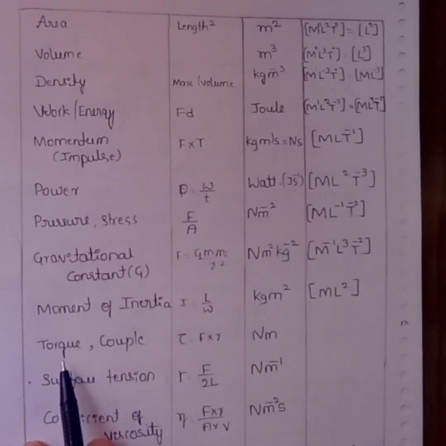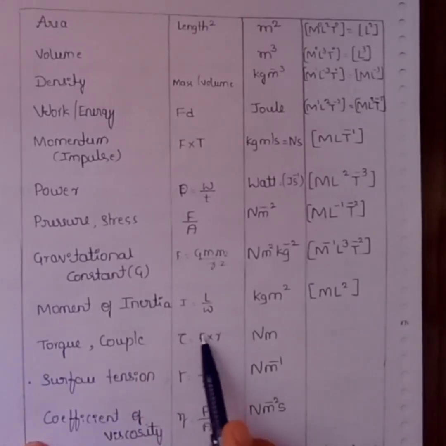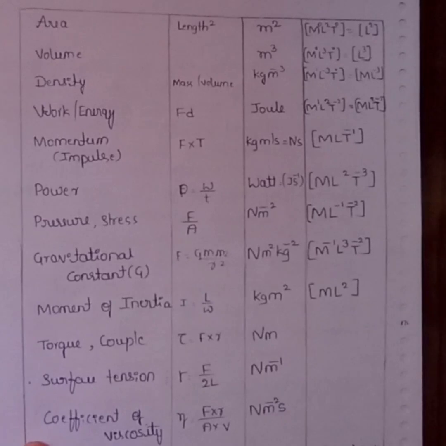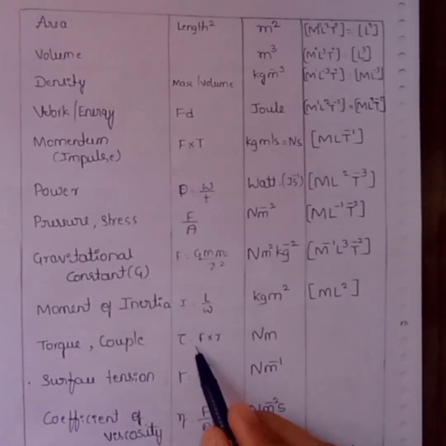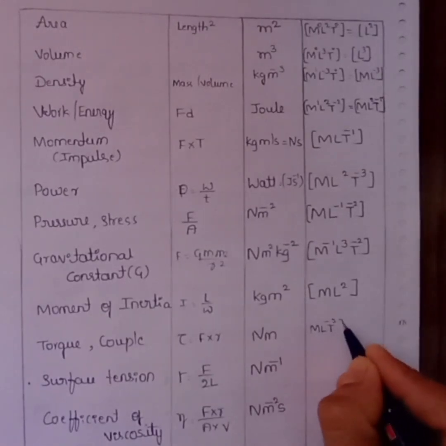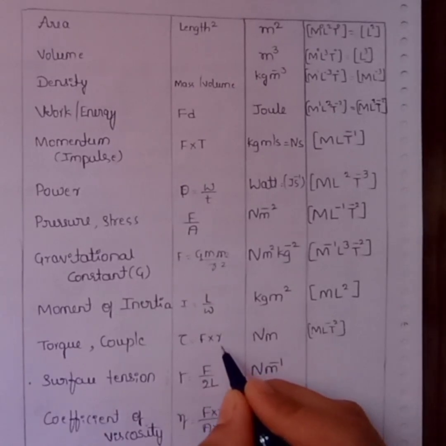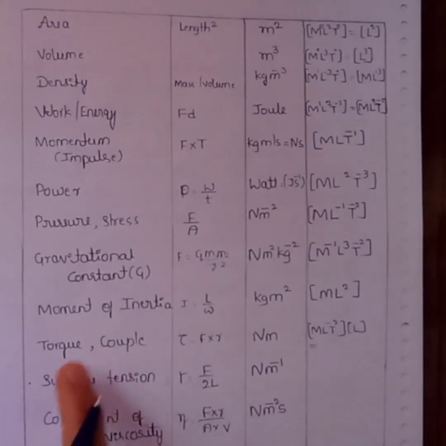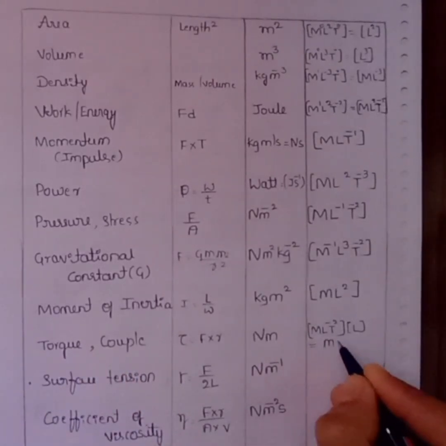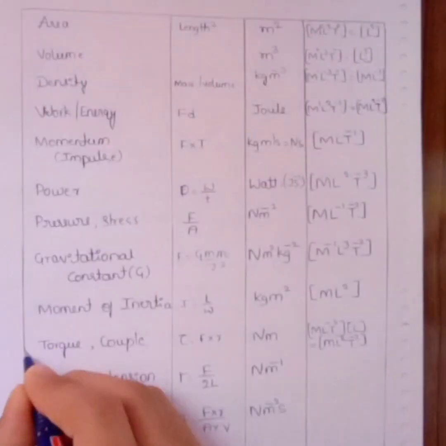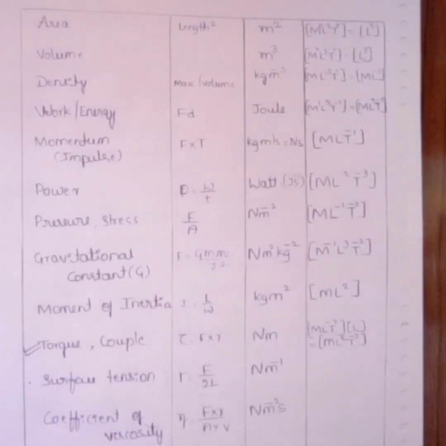We can see here, torque is equal to force into position vector r. In terms of units, that one is Newton meter. Force is M L T^-2, and for position vector, that one is displacement, for that one it is L. Finally, we can get the dimensional equation for torque as M L^2 T^-2. This one is important from the exam point of view.